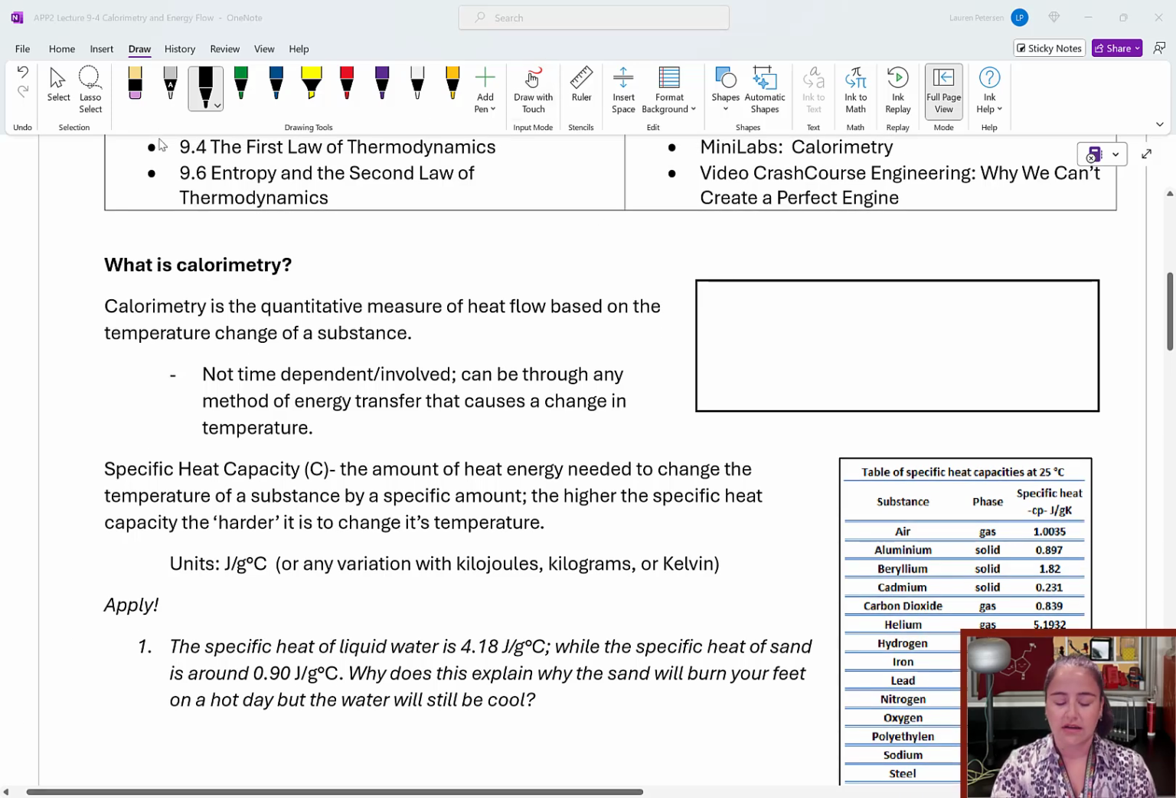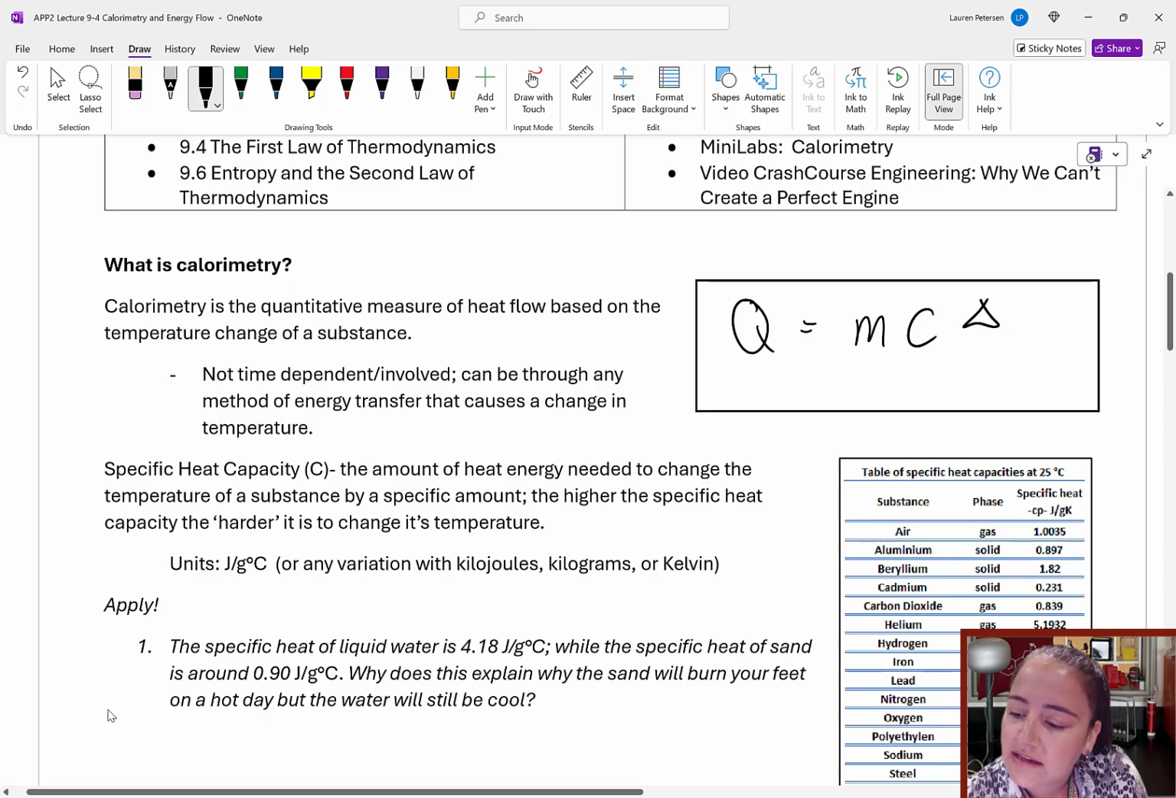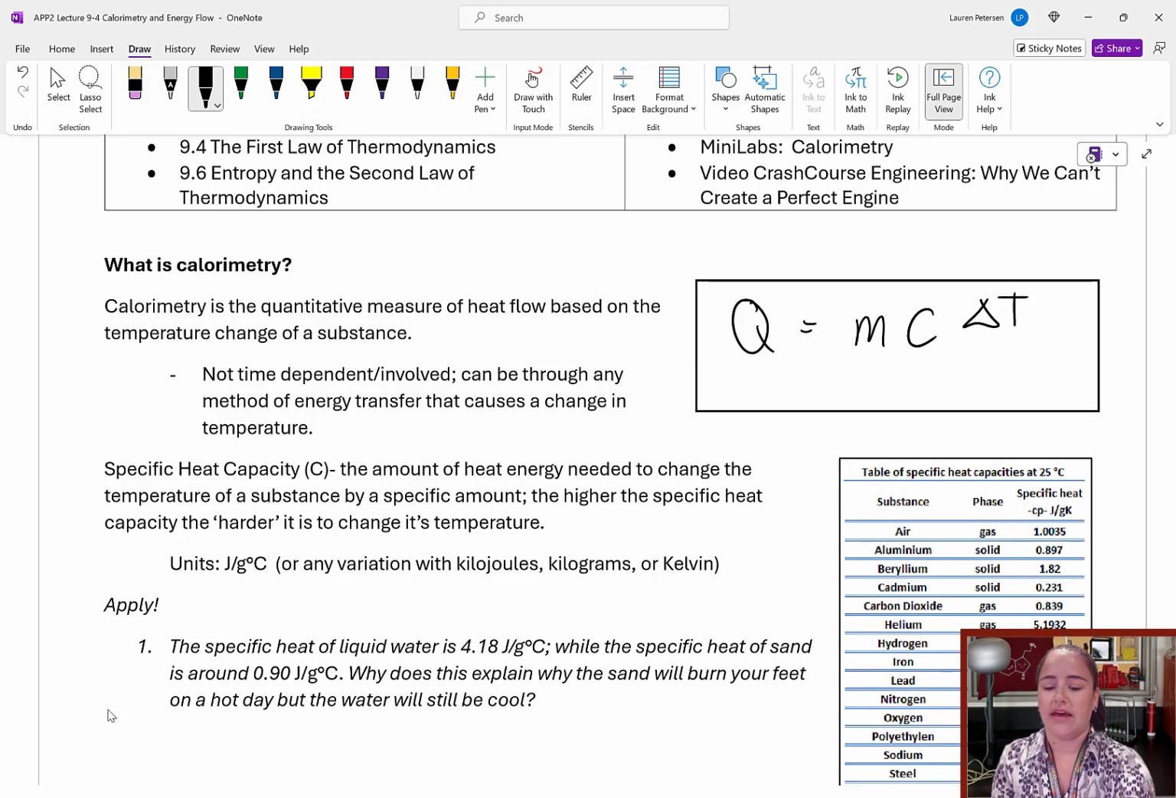At its most basic, calorimetry is the quantitative measure of how heat flows based on the temperature change in a substance. Now, this is different than our conductivity equation, which was based on the rate of that energy flow. This one is just based on how much energy is flowing, not really about that time dependent. Now, its formula is Q equals mc delta T, okay?